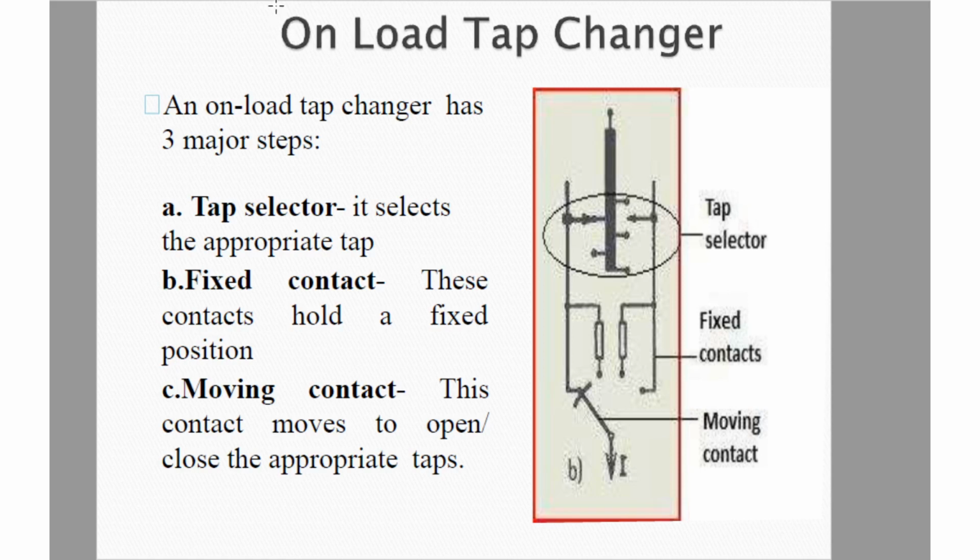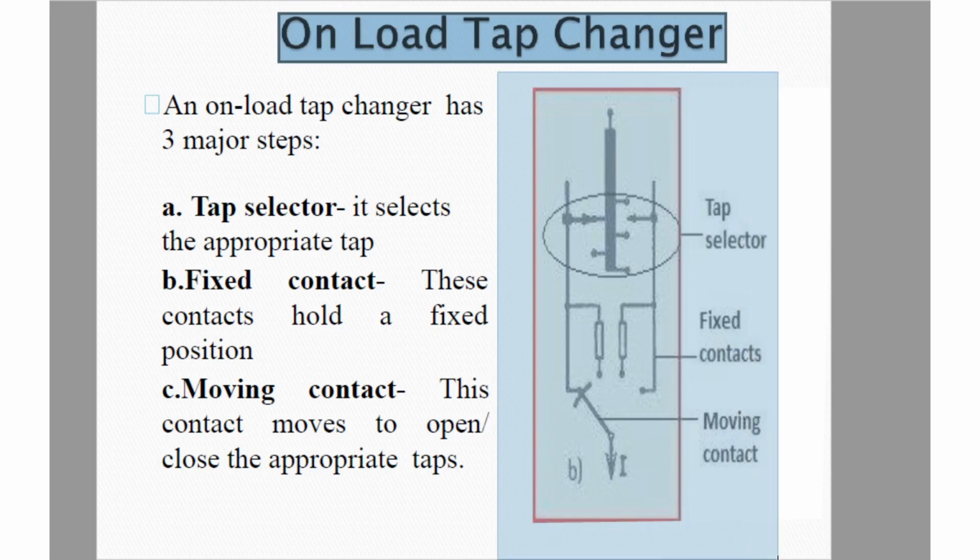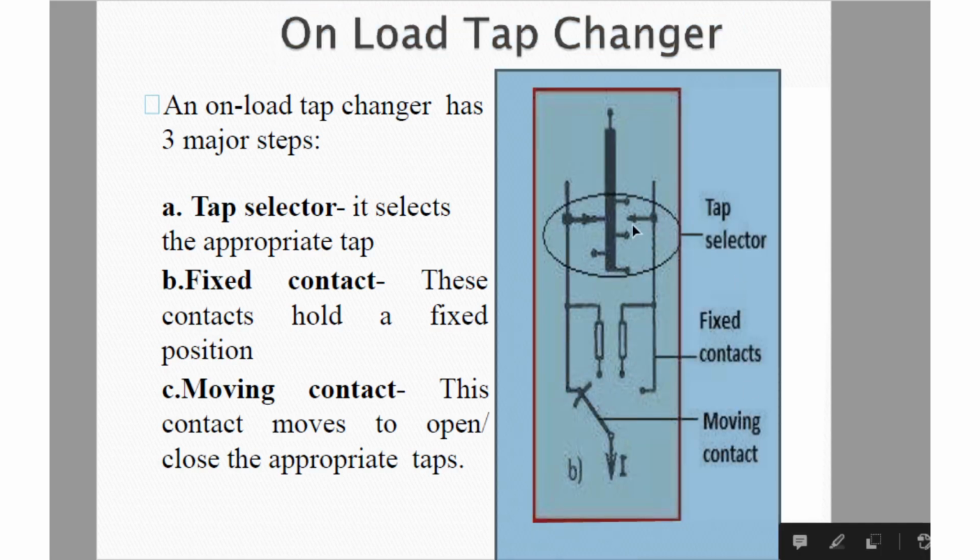We are interested in the on-load tap changer. This is the picture of the on-load tap changer and this is the tap selector, where we select the tap. These are the fixed contacts and these are the moving contacts, and the moving contact can be at this position, this position, this position or this position. It should be connected to the fixed contact, and the moving contact is connected either here, here, here or here.